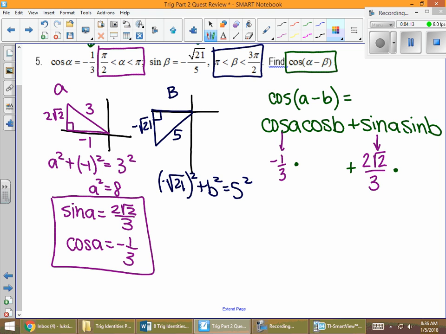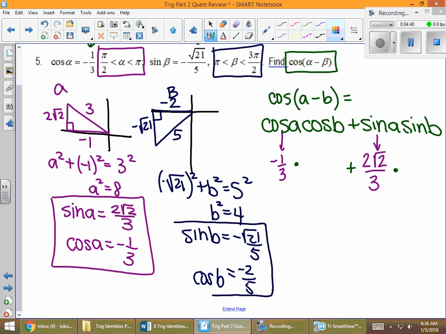So you should have gotten 25 minus 21, which is 4. That means our missing side here is 2. And we do need to make that a negative since we're going to the left of the origin. So sine of B we were given is negative square root of 21 over 5, and cosine of B is negative 2 over 5. Now we can put those into our equation. Cosine B, negative 2/5. Sine of B, negative square root of 21 over 5.